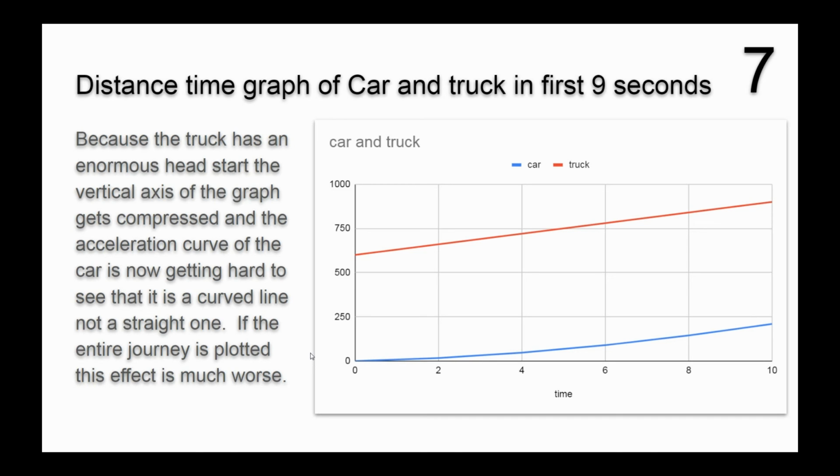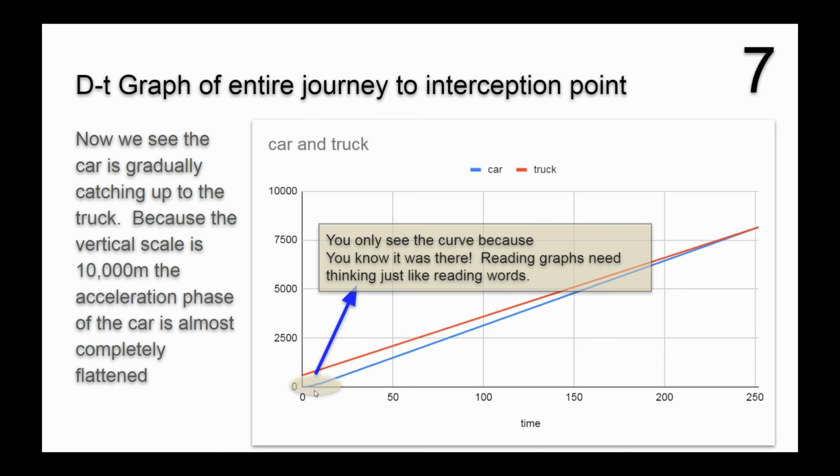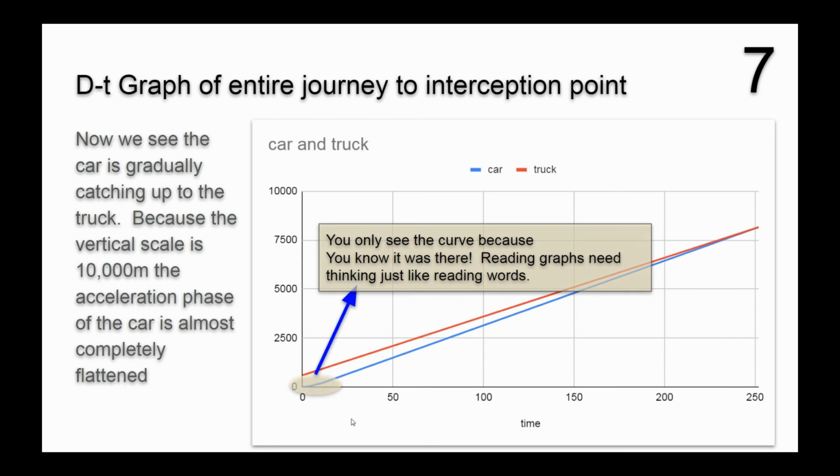And you might go, but there's no acceleration. Yeah, there is, but it's being squeezed off the graph. And it gets worse if we back out. If I back out to 250 seconds, you can see there's a little tiny visible patch of acceleration down here that you can only see is curved because you know it's there. You see what I mean? Tiny little bit of curve. Apart from that, it's cruise control the whole way. The line straightens out, and sure enough, they cross at about 240 seconds.